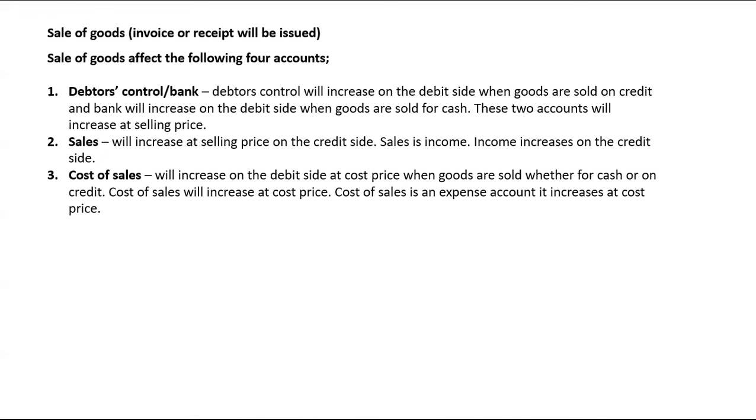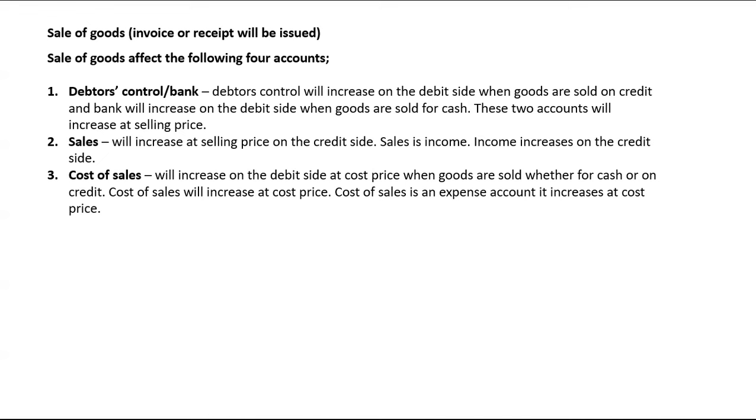So cost of sales is an expense account. It increases on the debit side at cost price when goods are sold. Increases means it's a plus. Plus, plus, plus. Increase is plus. So in this case, it will increase on the debit side at cost price.